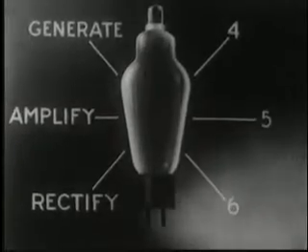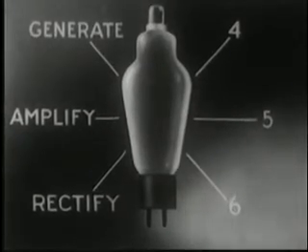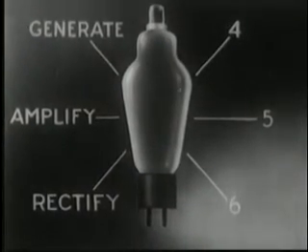We've now illustrated 3 of the basic ways that the electronic tube can be put to work. It rectifies, it amplifies, it generates. And here's a 4th thing it does. It controls.